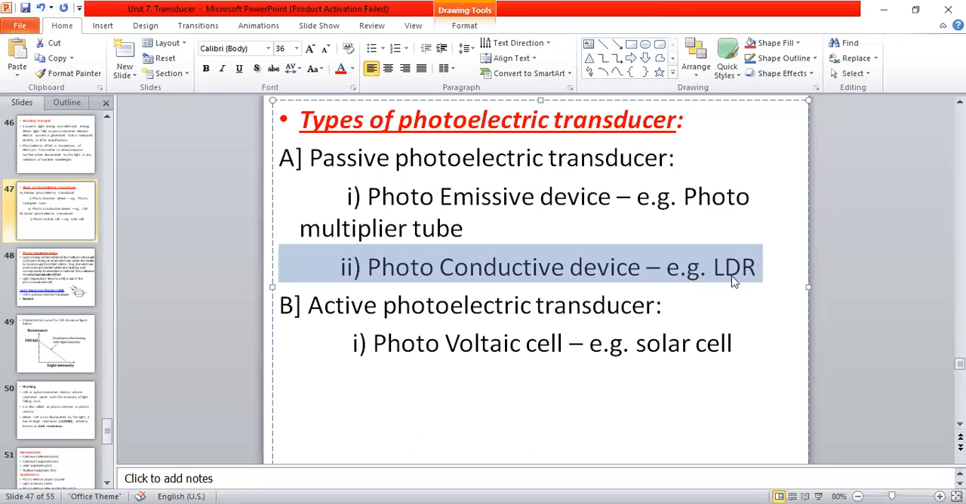Can anyone tell me what is the long form of LDR? Just now I think I have told you two or three times already. Light dependent resistor, very good. Light dependent resistor: the resistance of the element is completely dependent on the light.